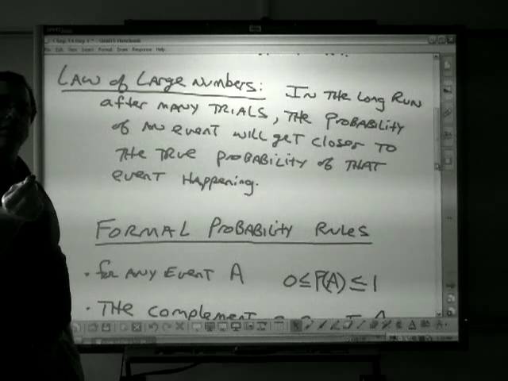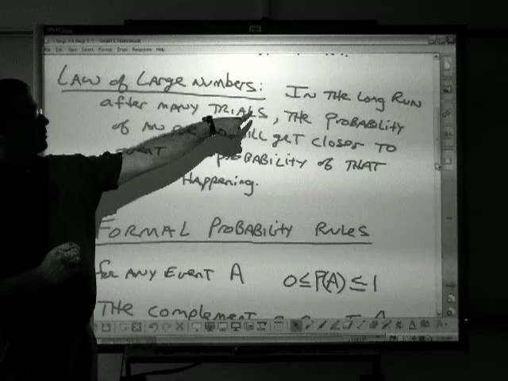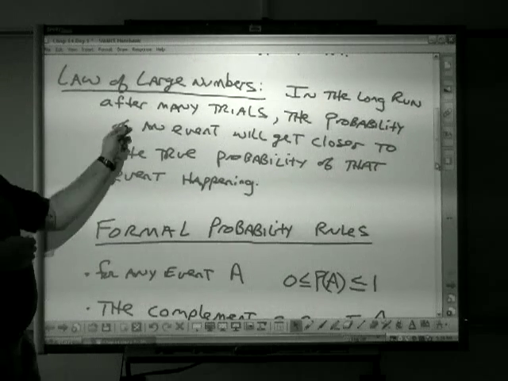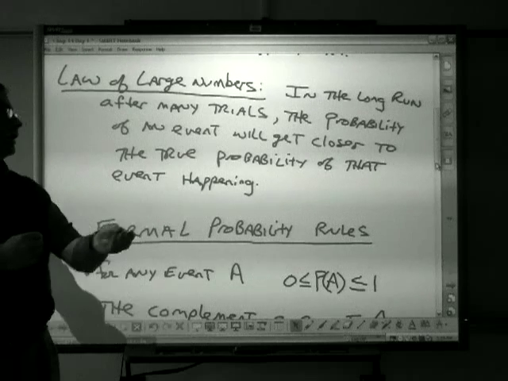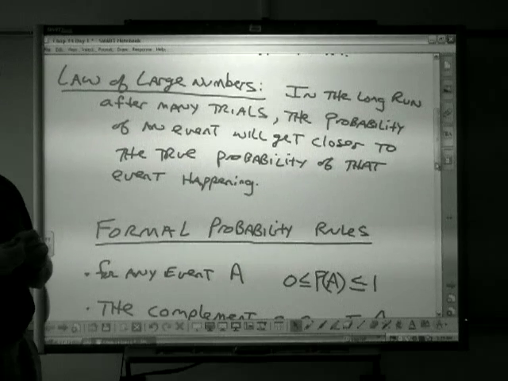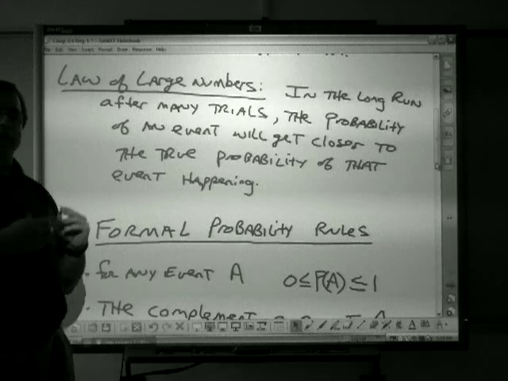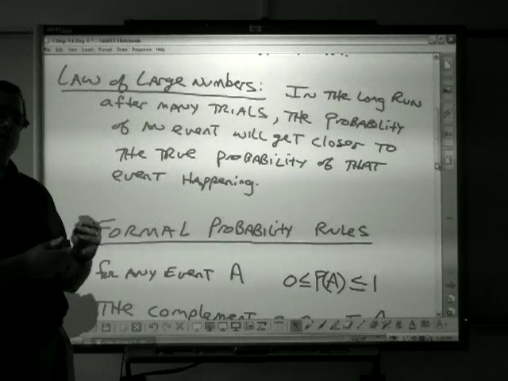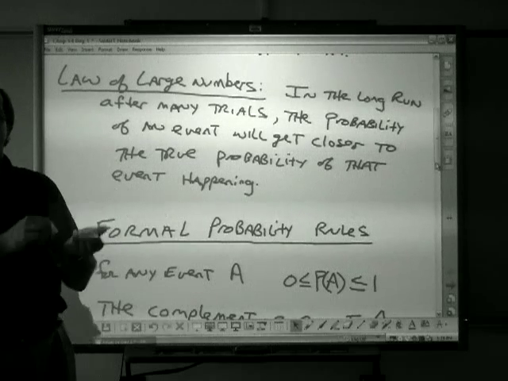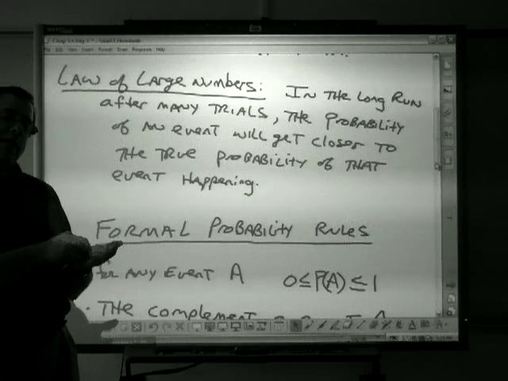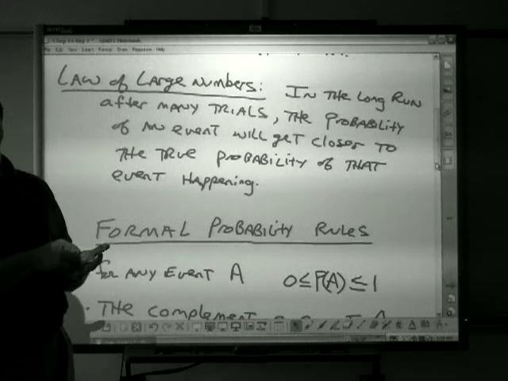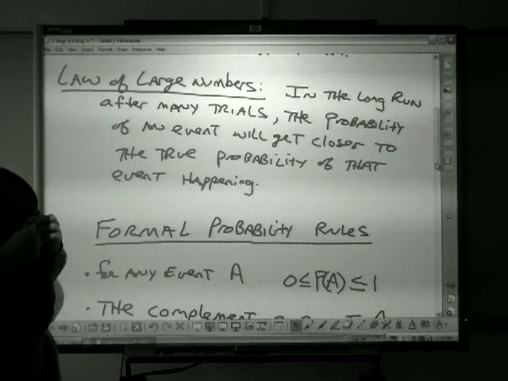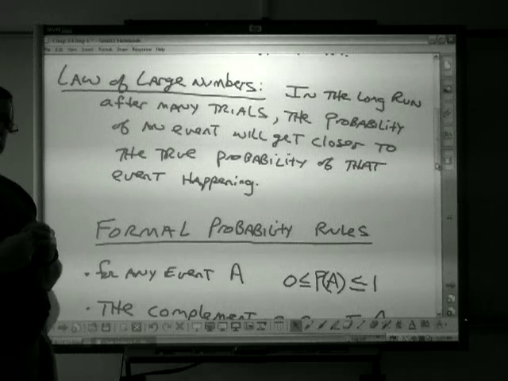This coin might initially not work out to be what we think it is, which is 50%, 50-50, heads and tails. But after many trials, the law of large numbers will tell us that the probability of getting a head, if that's our event, will get very close to the true probability of that happening, to that true theoretical probability. Okay? So sometimes we might do an event only a few times, and it might not give us what would really happen in the long run. So this is like, in the long run, what would happen. That's the law of large numbers.